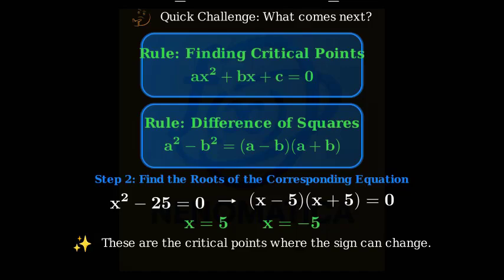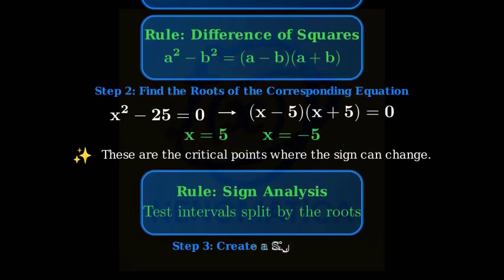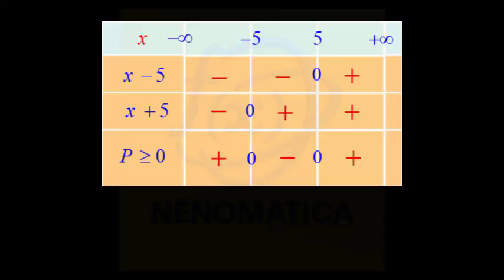Step 3. Create a sign chart. We test intervals determined by the critical points. We place a number line, mark negative 5 and 5, and show the signs of x minus 5, x plus 5, and their product x squared minus 25 in each interval. For x less than negative 5, both factors are negative, product positive. Between negative 5 and 5, the factors have opposite signs, product negative. For x greater than 5, both factors are positive, product positive.